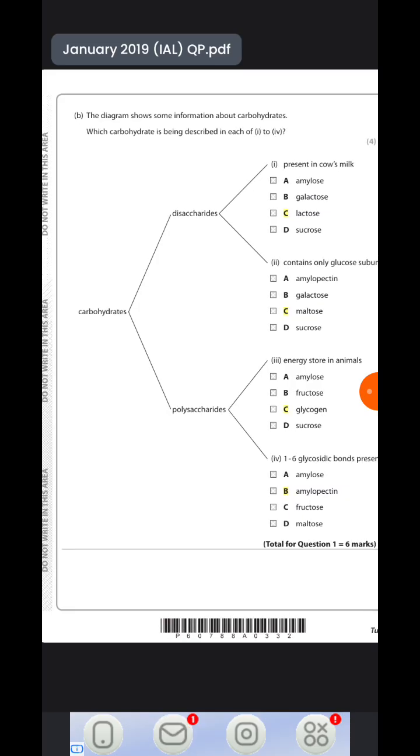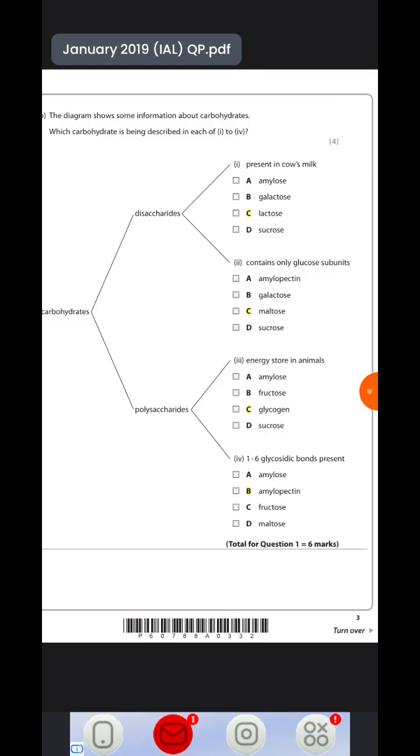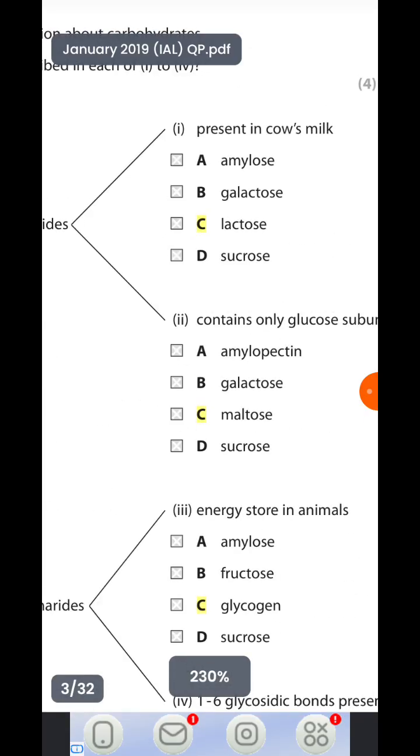Okay. Then, part B. The diagram shows some information about carbohydrates. Which carbohydrate is being described in each of Roman numeral 1 to Roman numeral 5. So they have divided carbohydrates into two, disaccharides and polysaccharides, and then disaccharides are divided into two. Then Roman numeral 1, present in cow's milk. So they are asking what disaccharide is present in cow's milk. So lactose is the disaccharide that is present in cow's milk.